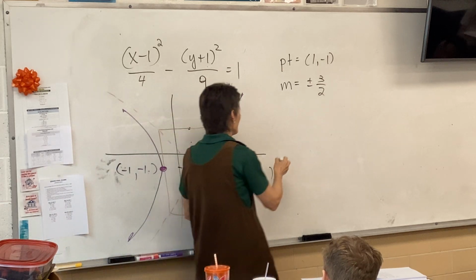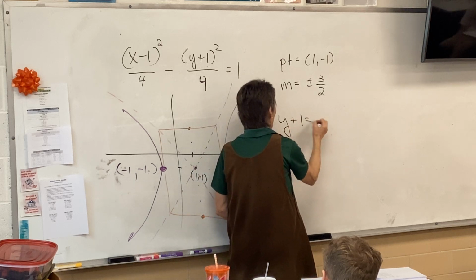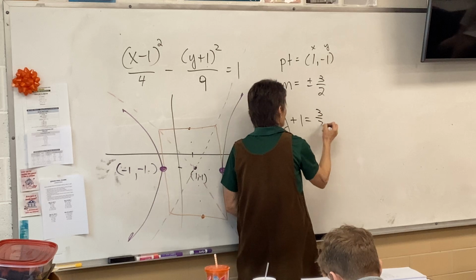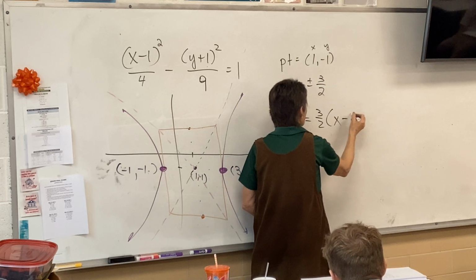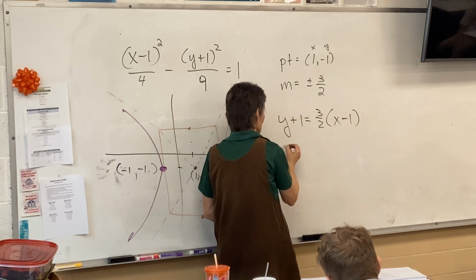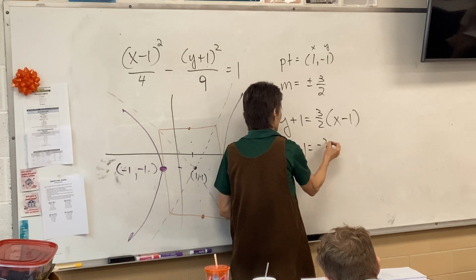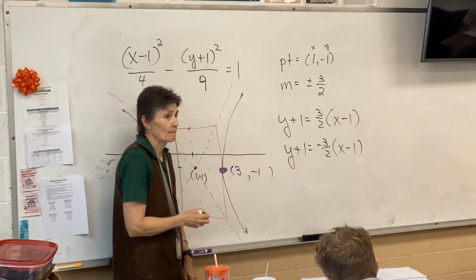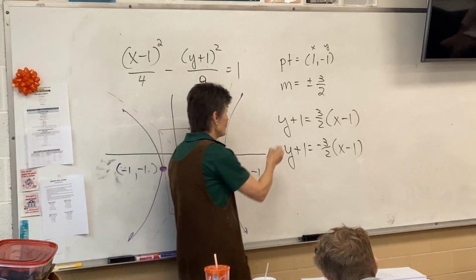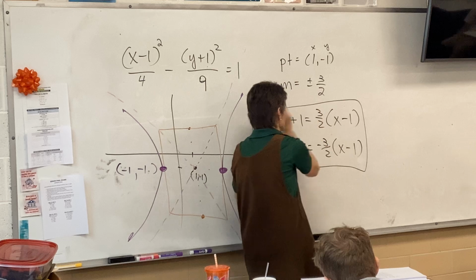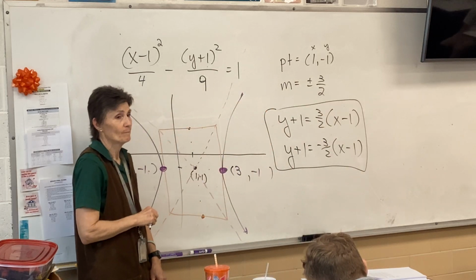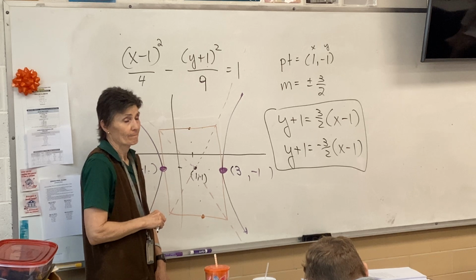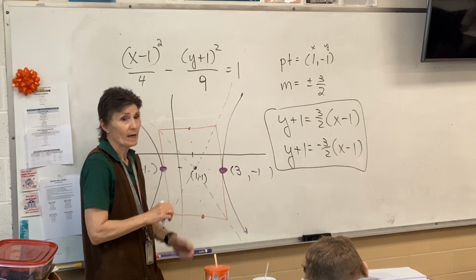All right, so here we go. y minus my y, remember this is x and y, minus my y equals 3 halves, x minus my x, and y minus my y equals negative 3 halves, x minus my x. And to make it easy for you, you can leave it just like that. You can leave it in the point-slope form. Okay?